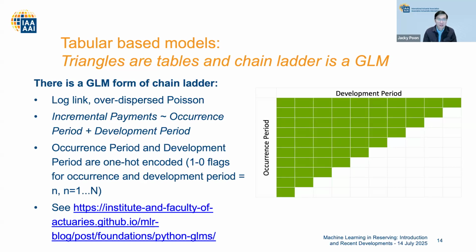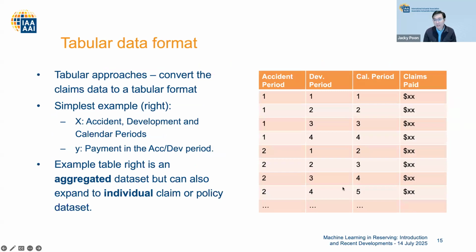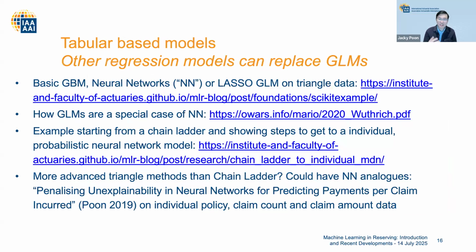And with that in mind, that means that your data is looking like this. You've got your accident period, you've got development period, you've got your claims paid. I would ask the question, well, what if instead of having it in a summarized format, you had this in an individual format? What if these were individual claims records or something along those lines? That's how you would go about expanding your chain ladder into something a bit more granular and a bit more detailed. And we've tested a number of ideas in this vein.